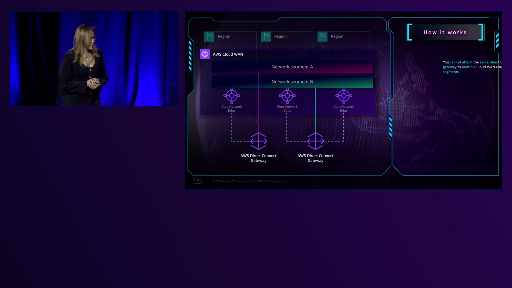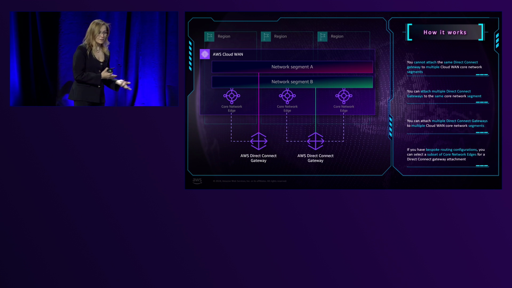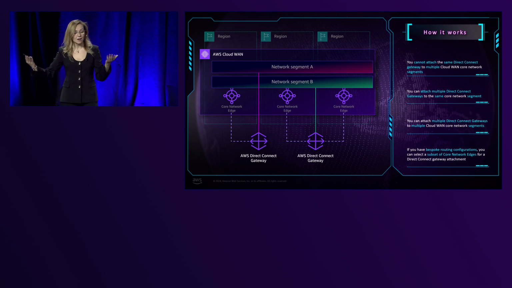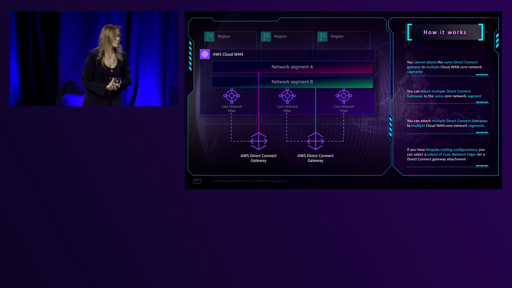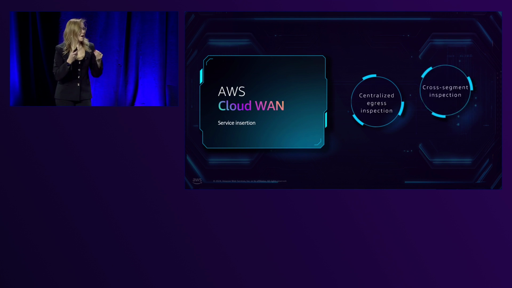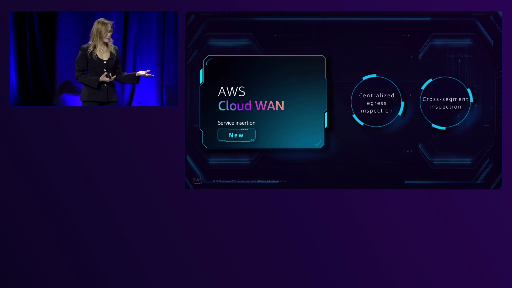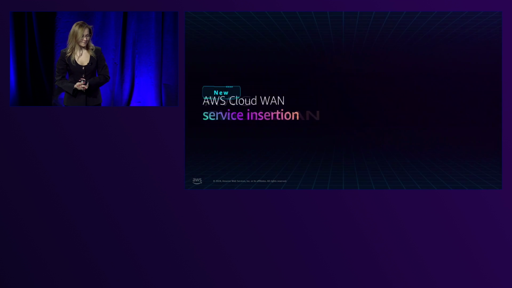Another very important piece is that you can connect multiple Direct Connect gateways to your Cloud WAN core network. We have customers who choose to do end-to-end network segmentation, so they keep the segmentation in Cloud WAN all the way through their hybrid environment. Or we have customers who choose to bring Direct Connect into a hybrid segment and configure inspection between. And because we're talking about inspection, really important, Cloud WAN comes in to simplify how customers do centralized inspection, either centralized egress inspection or cross-segment inspection.